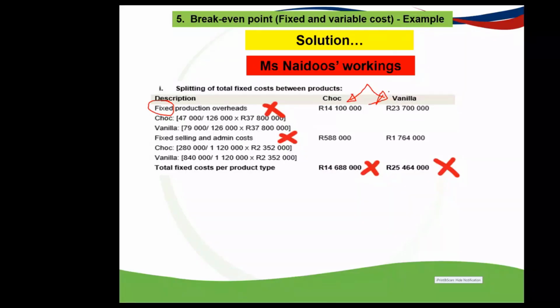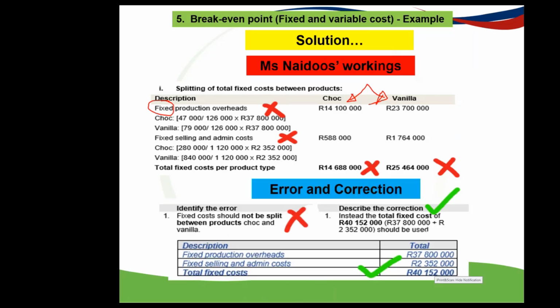Okay, then this excludes specific fixed costs that only have to do with chocolate and vanilla separately. So this is common, so this is shared costs. So that you keep in total. Okay. So the error, yes, she split it. What was this at the bottom is what she was supposed to do? She was supposed to keep them together, add them up, and get the 40 million there.